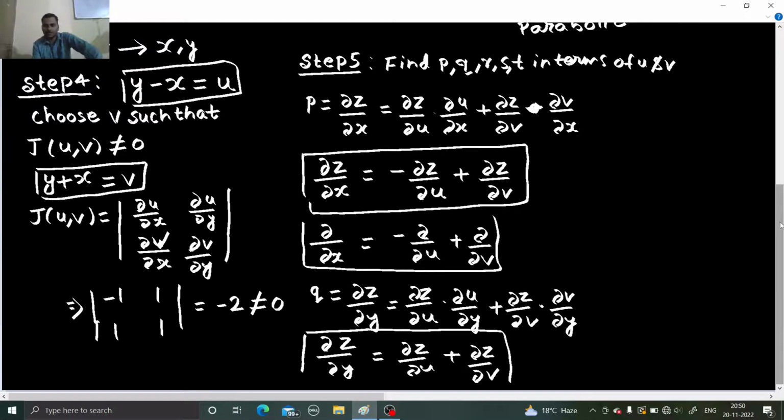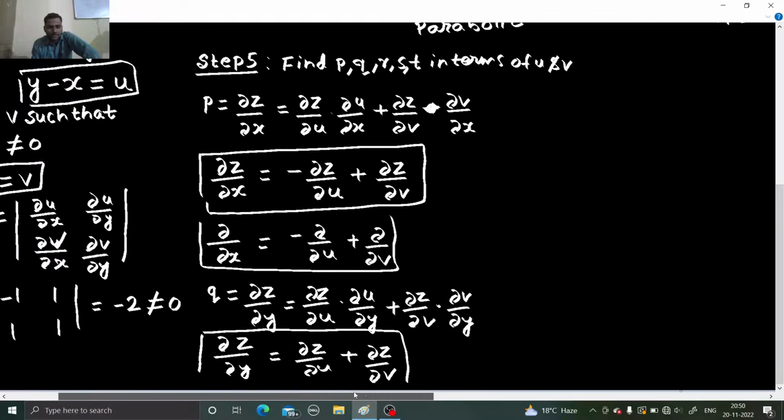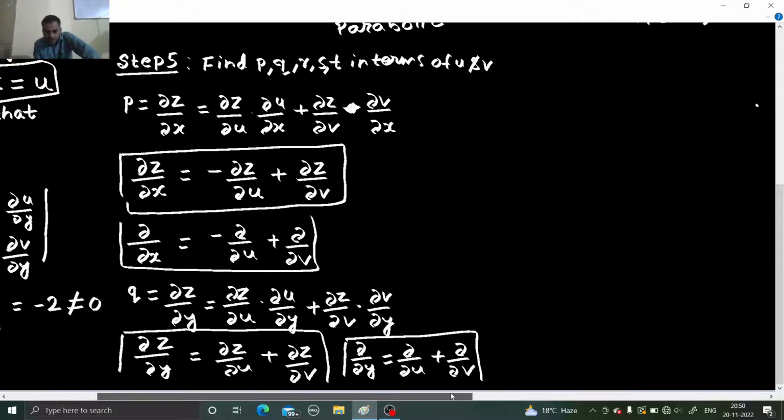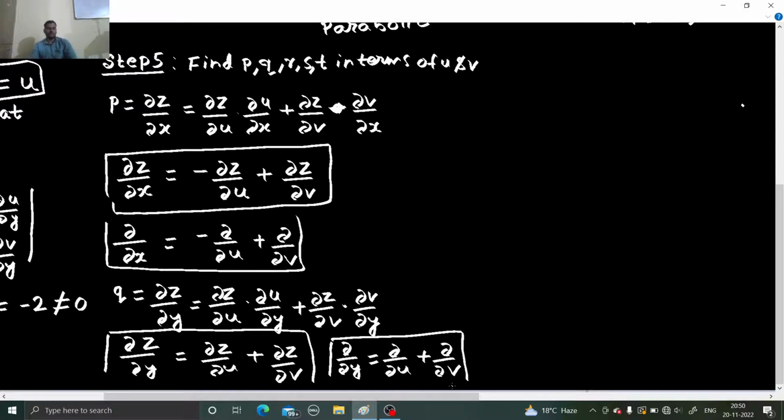Another, on equating the operators, from there you get del by del y equals to del by del u plus del by del v. This is the other relation. Fine. What's next? P, Q done. R, S and T. Okay.